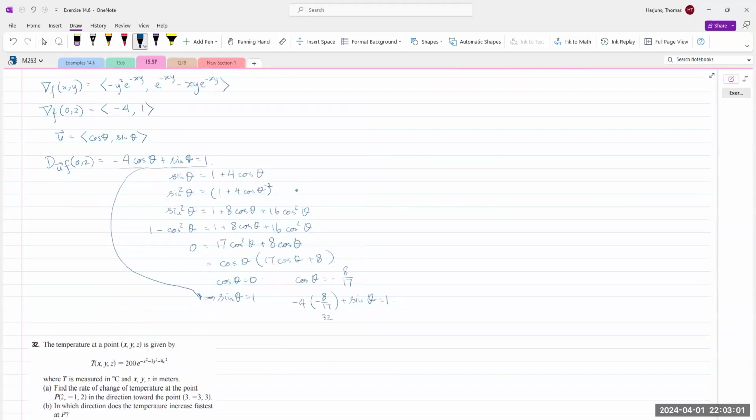This is 32 over 17 plus sine theta equals 1. So sine theta equals negative 15 over 17, right? So from here the coordinate is 0, 1. That's one of the answers we expect. Now the other one is negative 8 over 17, negative 15 over 17. That's the other one.